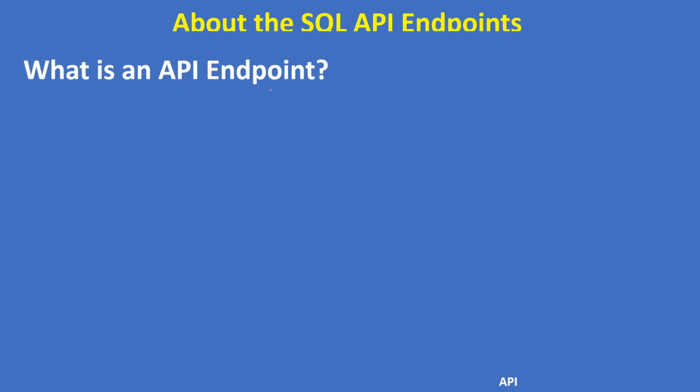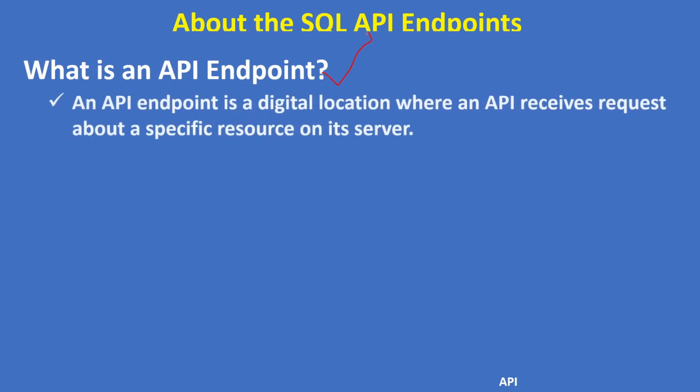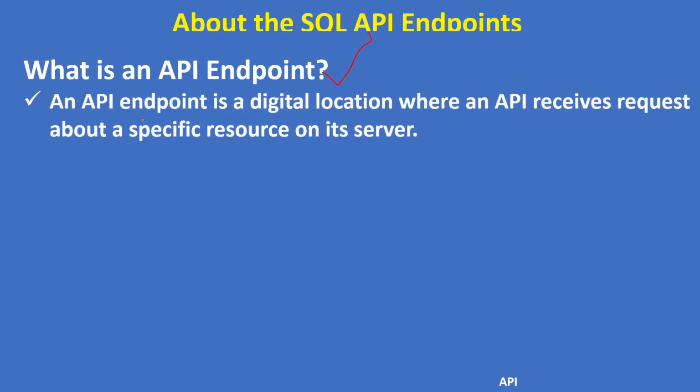What is an API endpoint? An API endpoint is a digital location where an API receives requests about a specific resource on its server. Please note that here API is nothing but application programming interface, which communicates between two applications. If you want to establish a connection between two applications, we have to use the API.